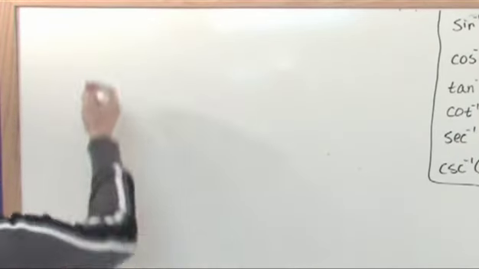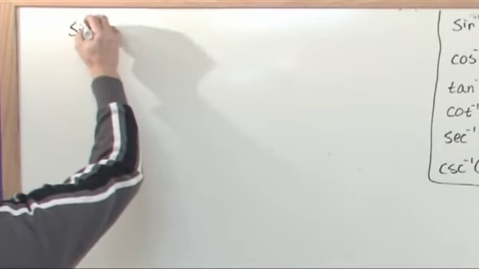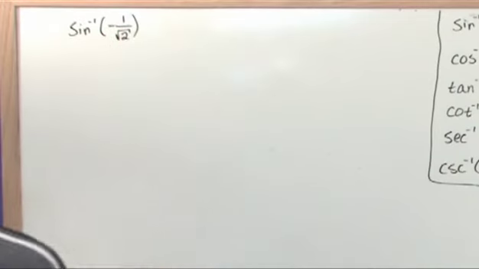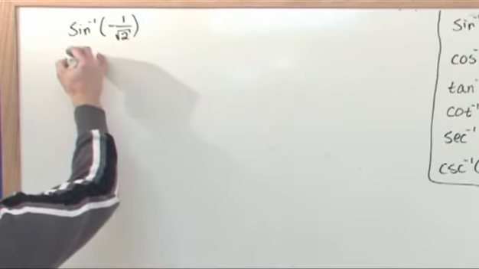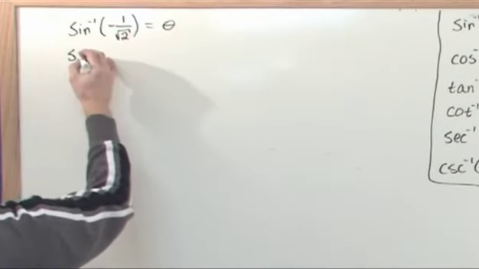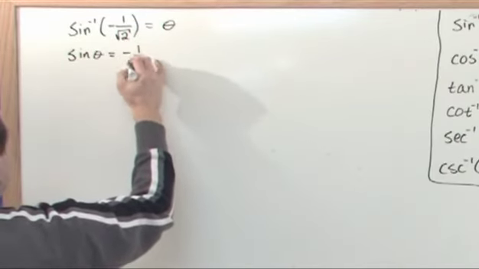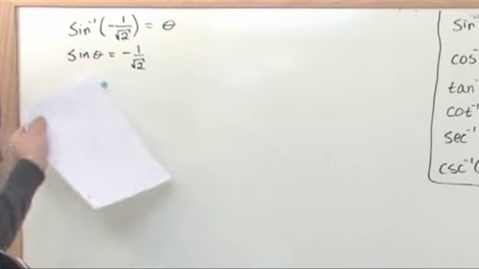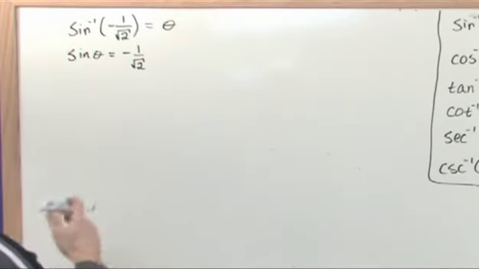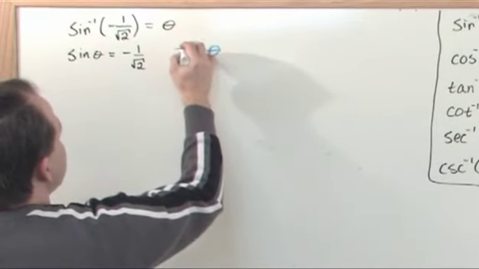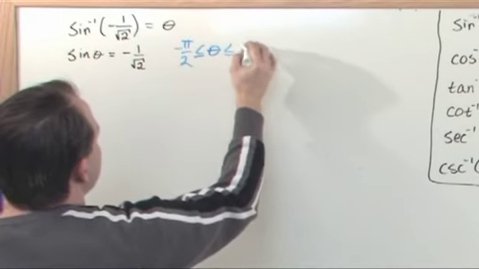Okay, now the next question says, what if I'm taking the inverse sine of negative 1 over square root of 2? What this means, just like everything else, is that we're taking the sine of some angle theta, and what we're getting back is negative 1 over square root of 2. So all we have to do is find this angle, but don't forget that because we're talking about the inverse trig function, the angle is going to be between negative pi over 2 and pi over 2.